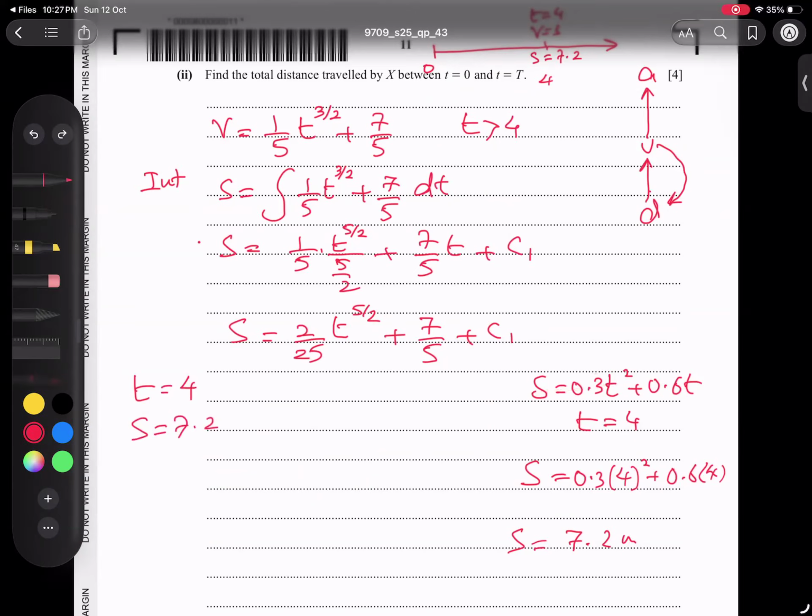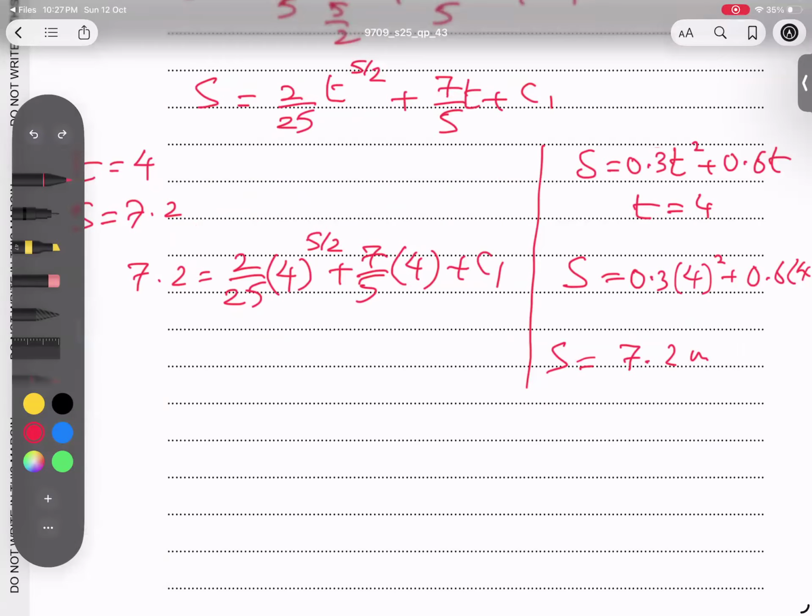So when I plug in these parameters, 7.2 equals 2 over 25 into 4 to power 5 by 2, plus 7 over 5 into 4, plus C1. So let's try to do it. Now I will bring this here and bring it here. Let me type in the calculator: 7.2 minus 2 over 25 into 4 to power 5 over 2, minus 7 over 5 into 4. My answer is coming. C1 turns out to be negative 24 over 25. So this value I'm going to plug in here.